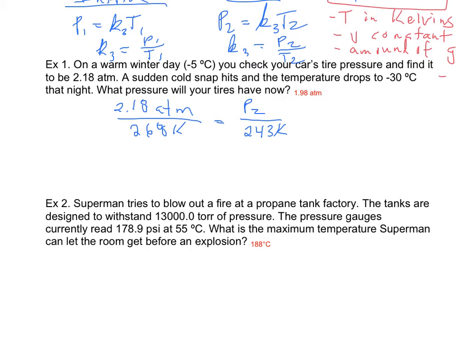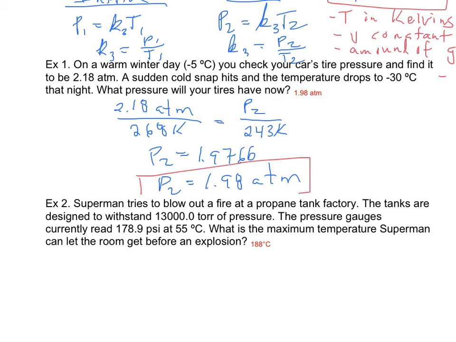In order to rearrange for P2, I need to times both sides of my equation by 243. Now looking at my sig digs, I have 3 in each of the values that I subbed into my equation. My final answer is 1.98 ATM. Try out example 2 on your own. Pause the video until you have your answer.